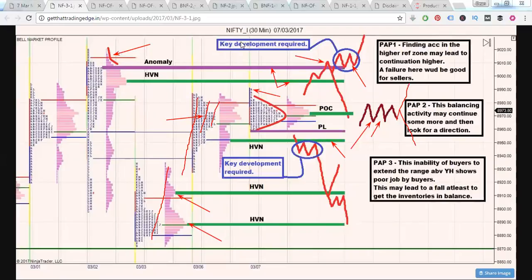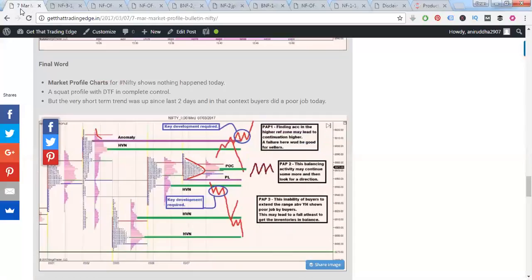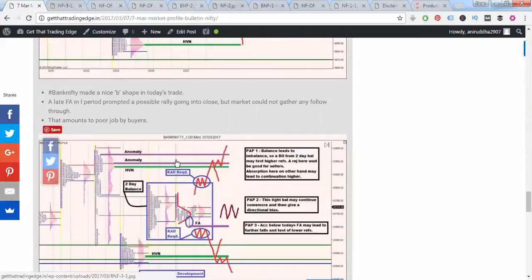So we can get a nice tradable move if we start finding acceptance here. We can then wait for a pullback to this reference or even this reference, and then look for this level as the first target. And if the sellers have it in them, we can find acceptance in this range, we can even go lower and test the lower reference. So these are the potential auction paths for Nifty. You can use these charts, they are available on my website, and you can use them as a reference for tomorrow's trade. So moving on to Bank Nifty.